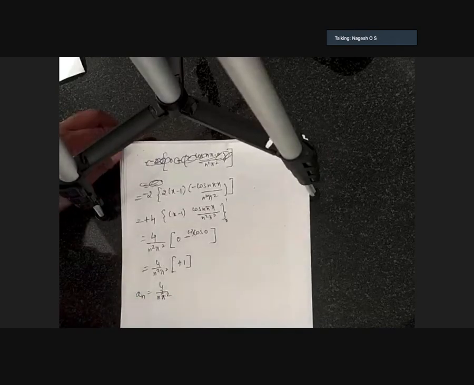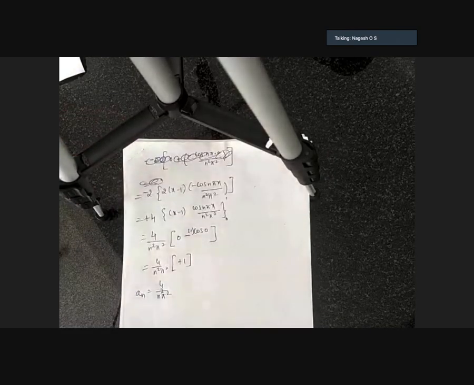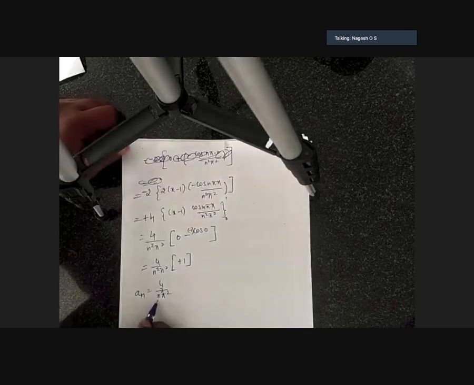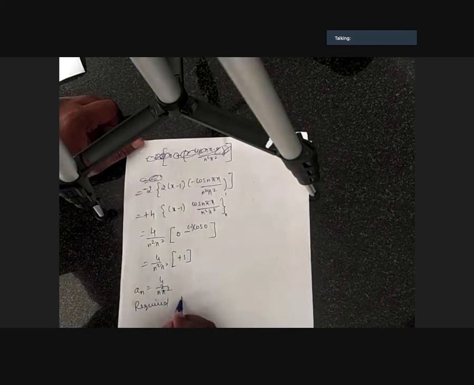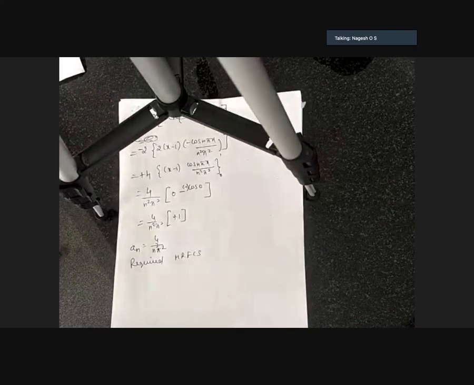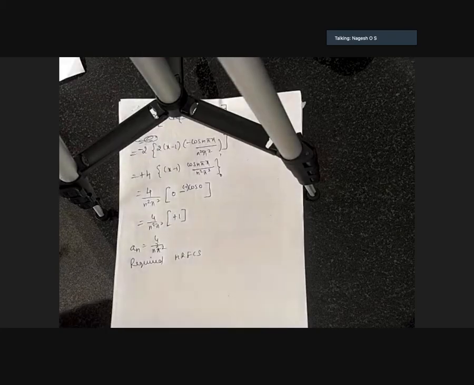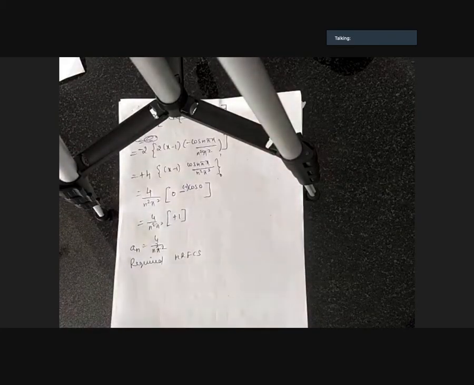This is an. So we got a naught and an value. Required half range Fourier cosine series. Substitute the value. That will give the answer. Any doubt in this? Finding out half range Fourier sine series or half range Fourier cosine series.